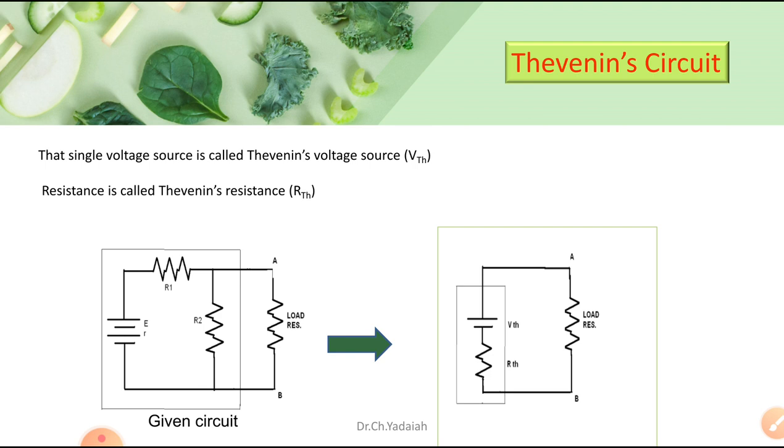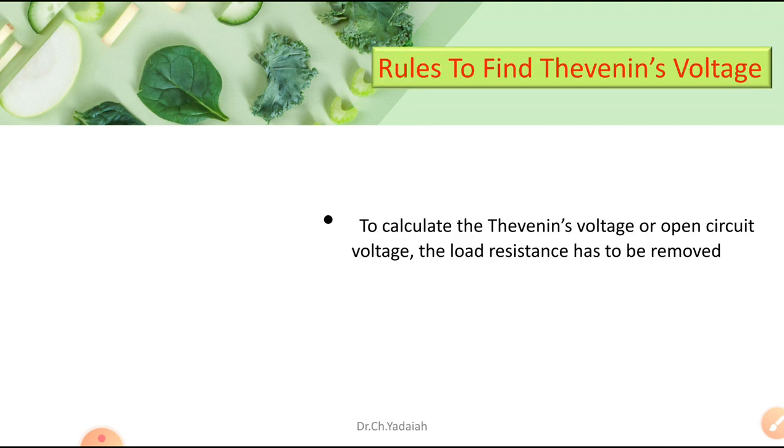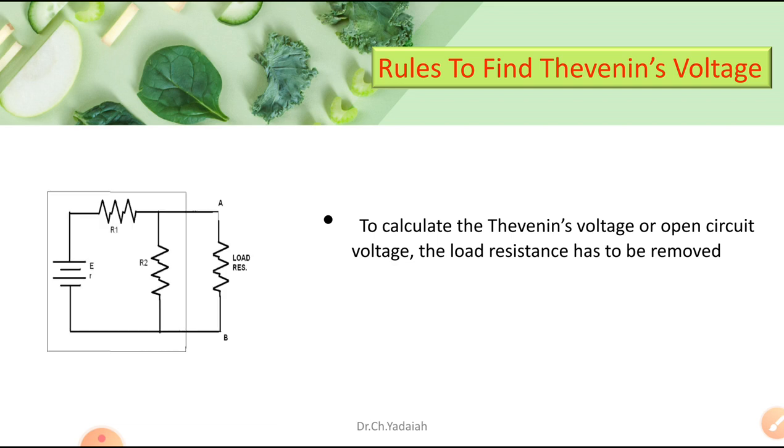Similarly, what are the rules we have to follow to solve for a given element's characteristics with the help of our Thevenin's equivalent network? Let us see. I think you have understood. Have you understood it? Okay, it is a very simple one. To calculate the Thevenin voltage or open circuit voltage, the load resistance has to be removed. For example, here is one circuit given. Procedure: please remember, I am once again explaining with our electrical networks.